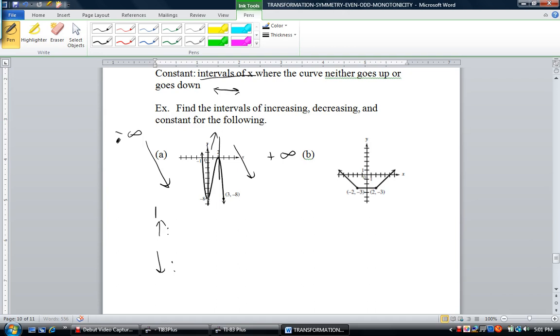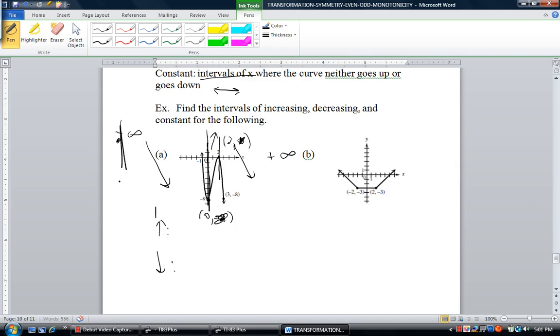Now before I do anything, I like to label these points. This point is 0, negative 8, and this point is 2, 0. Once again, since I'm only doing intervals of x values, I don't need the negative 8 and I don't need that 0. I'm only using x values. So I'm coming from negative infinity, and the curve is going down to not negative 8, because we're not using the y value, we're using 0 because we're going left to right.